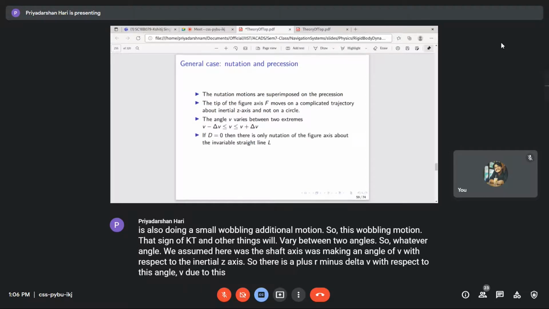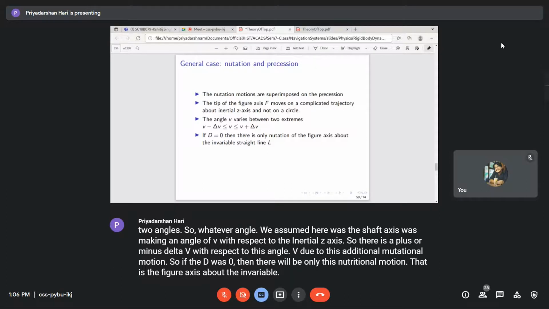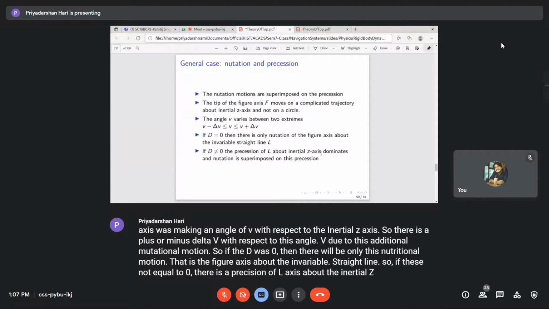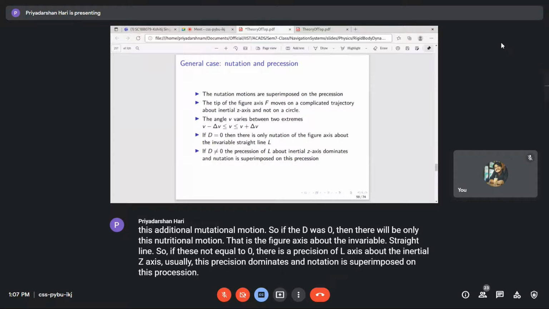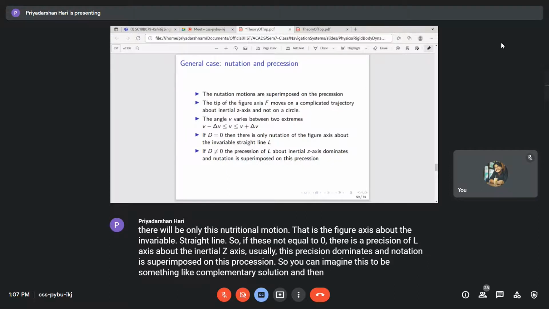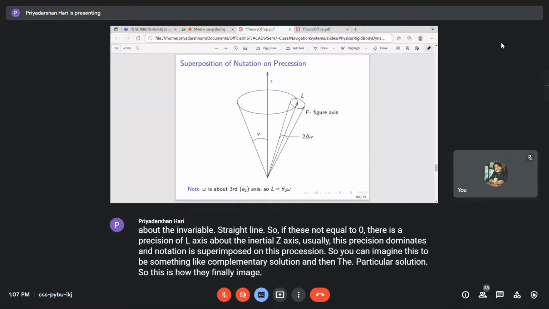this additional nutational motion. If the D was 0, then there will be only this nutational motion, that is the figure axis about the invariable straight line. If D is not equal to 0, there is a precession of the L axis about the inertial Z axis. Usually this precession occurs and nutation is superimposed on this precession. You can imagine this to be something like a complementary solution and then the particular solution. So this is how the final image you should have in mind.